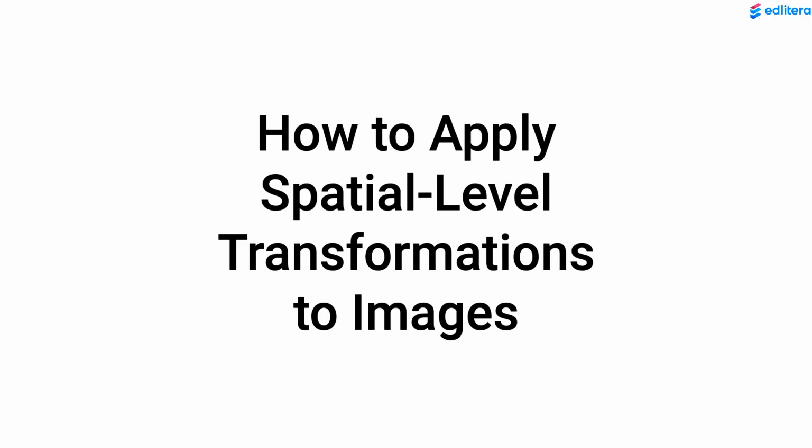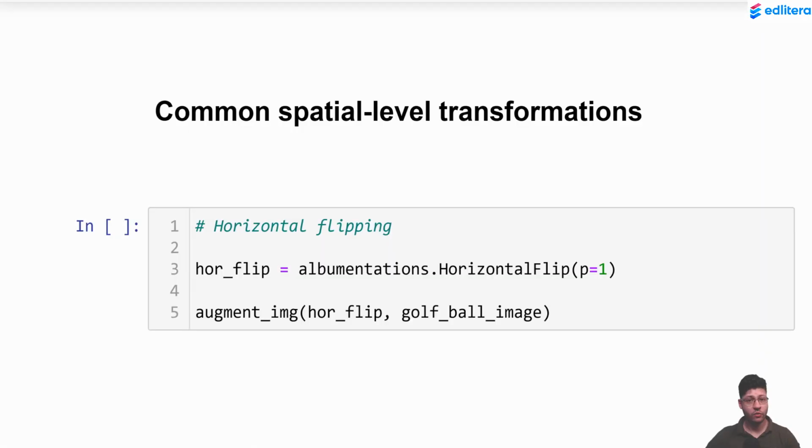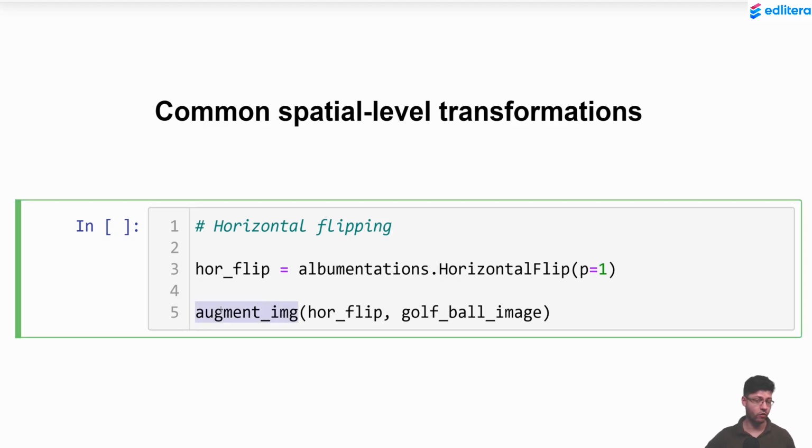Now that you know more about spatial-level transformations, let's demonstrate how we can use the Albumentations library to perform these popular spatial-level transformations. The way we apply spatial-level transformations is identical to the way we apply pixel-level transformations. So we just need to define the transformation itself and apply it to the array that represents an image. This means that we can reuse the augment image function that we defined earlier for pixel-level transformations.